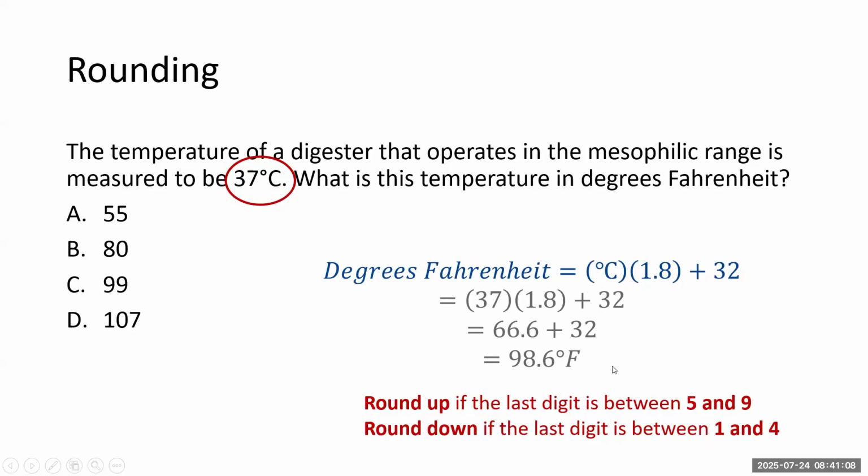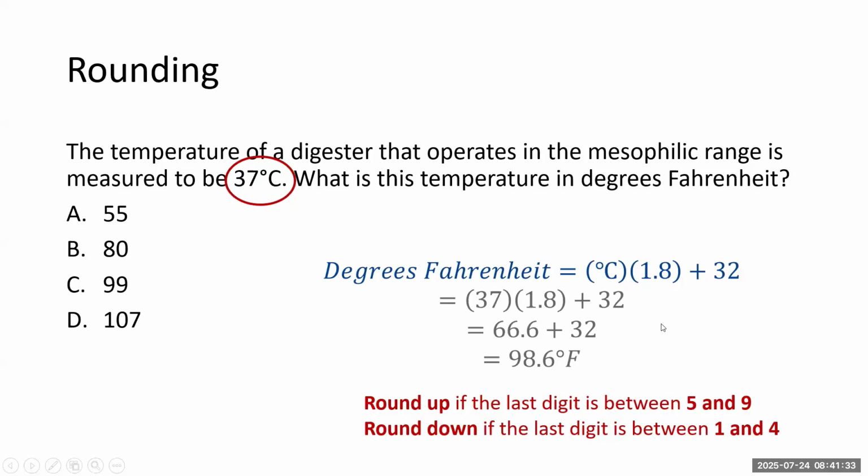If we're going to round up, we'll round up if the last digit is between 5 and 9 on the numeric scale. And we'll round down if the last digit is between 1 and 4. And in this case, it's the last digit, but if you had a number that was really long, like 98.651234, whatever, you're just going to pick the last number that you want to round to.